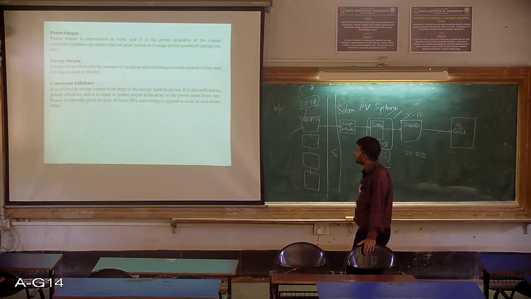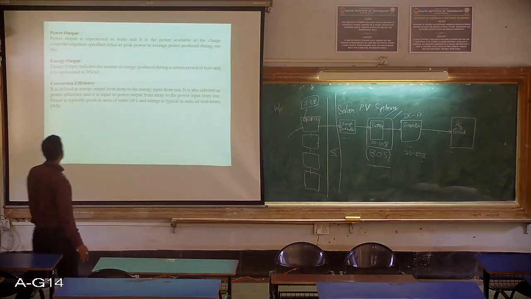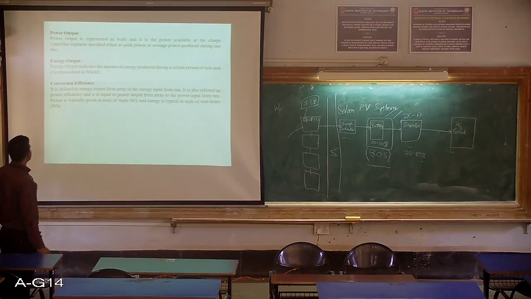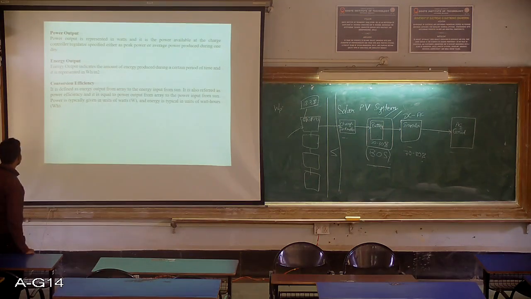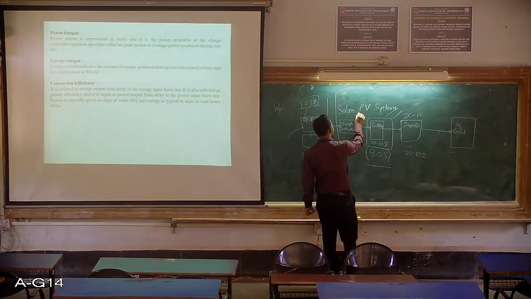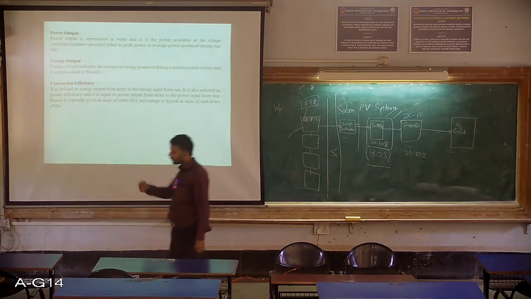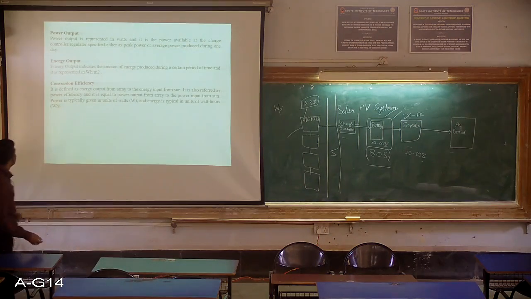So already you know, we represent power in watts, and it is the power available in the charge controller or the regulator, specified either as the peak power or average power produced during one day. Power output means it is the charge controller output. Here the second component in the system is the charge controller, and how much output we are going to get from the charge controller, that we should consider. And in a day how much overall average or peak power we are going to get from the charge controller, that we should consider as the power output.